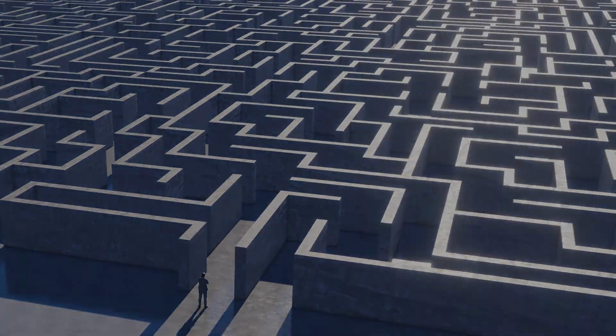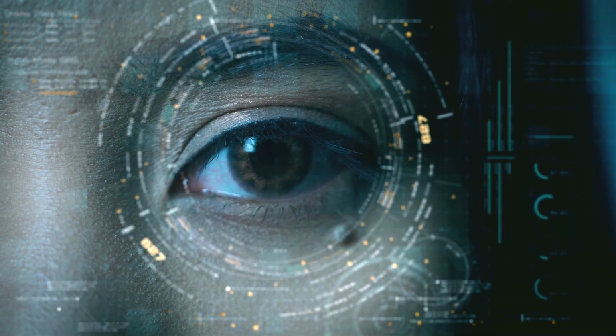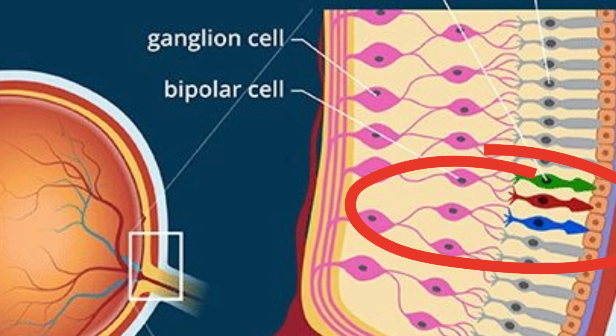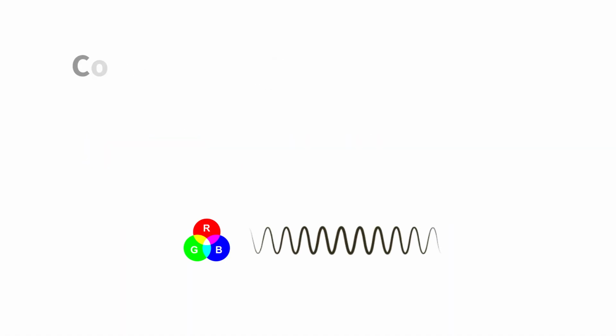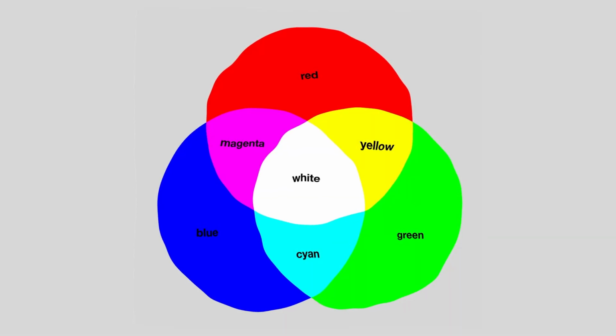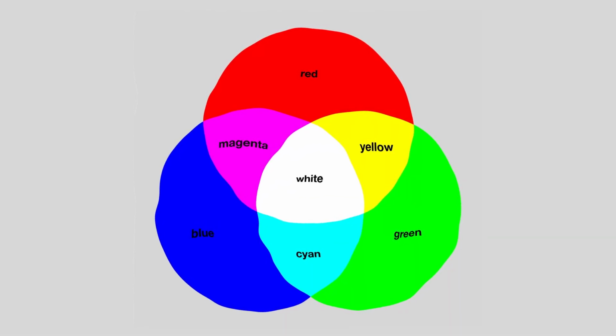Our ability to see color begins in the retina, where light passes through the cornea and lens before reaching two types of photoreceptors, rods and cones. Rods help us see in dim light. Cones, about 6 million of them, detect red, green, and blue wavelengths. The mix of these wavelengths determines the color we perceive.